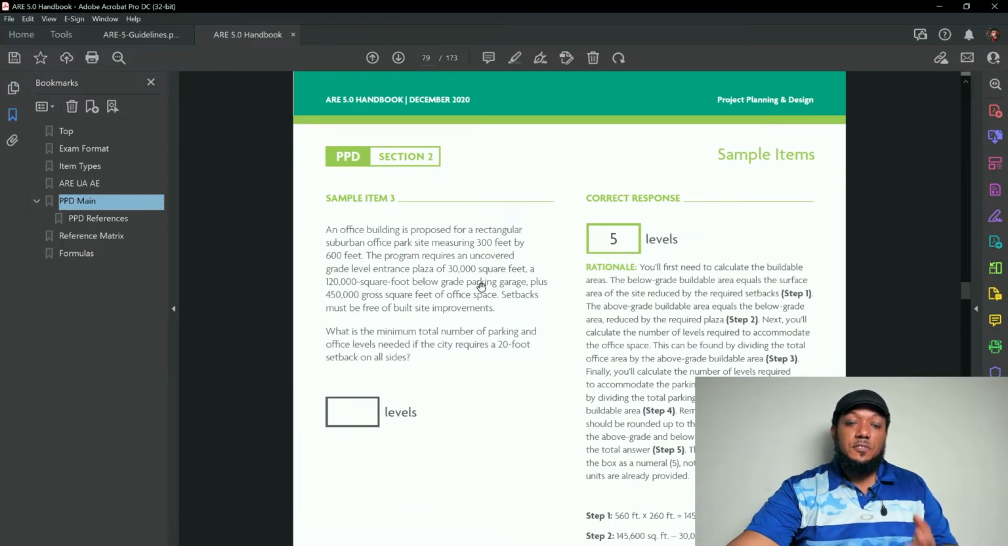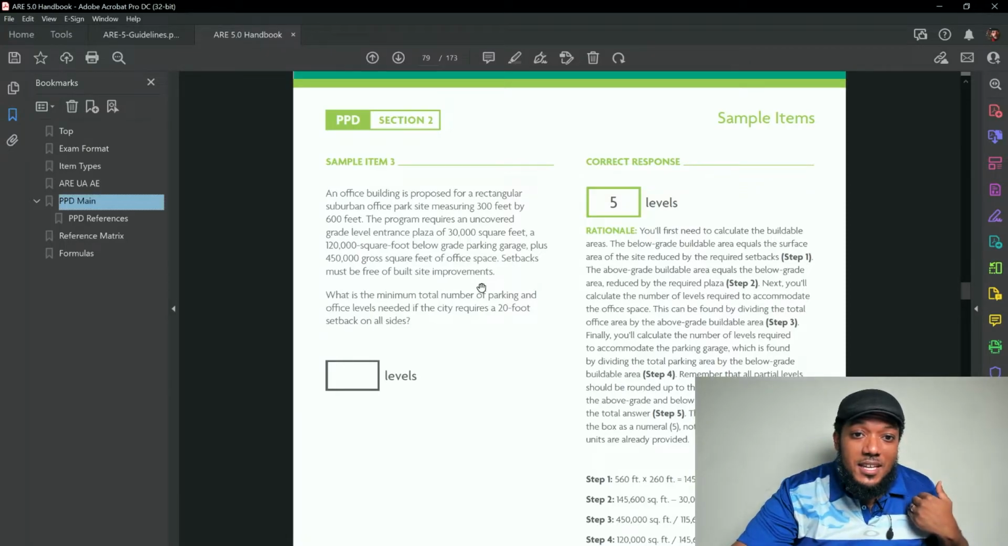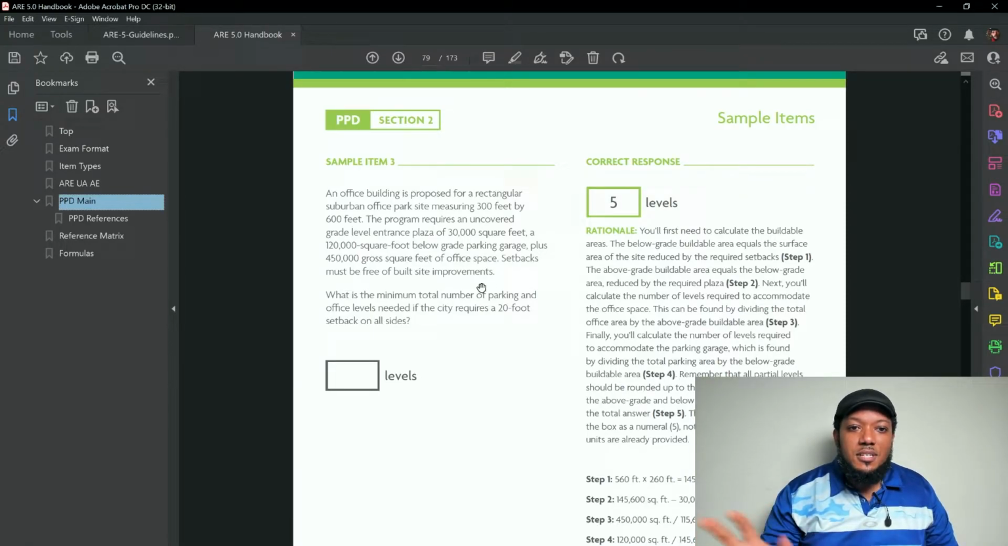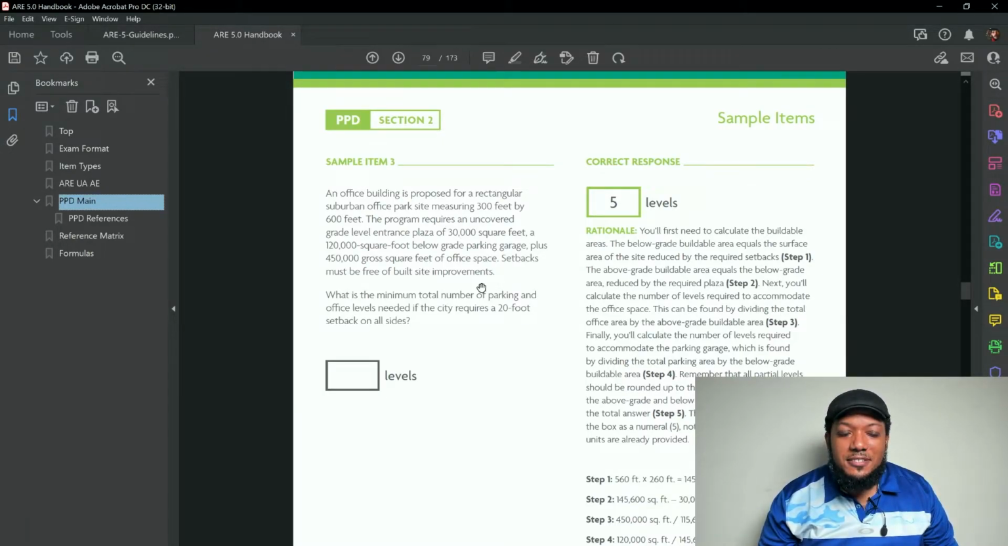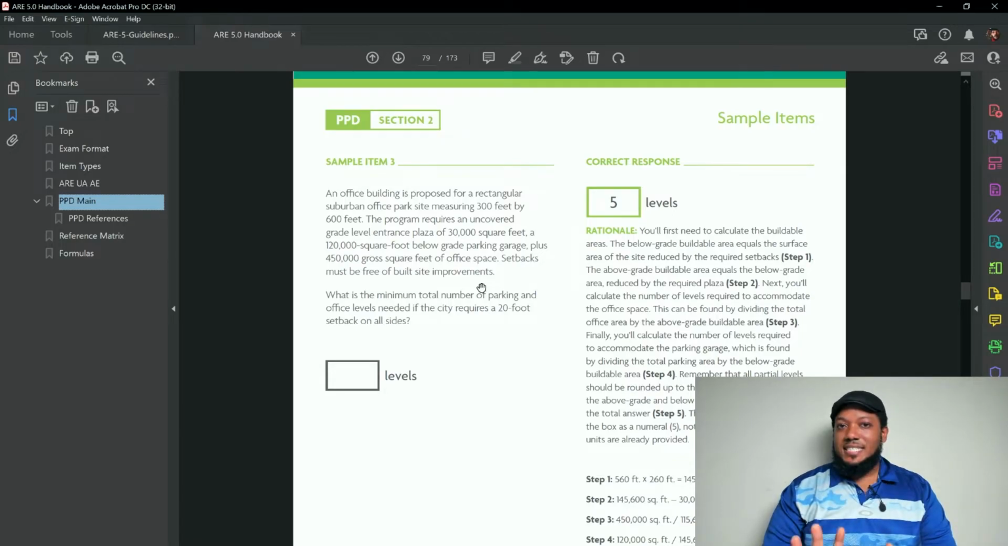So for instance, for this question here, it talks about an office building proposed for a rectangular suburban office park site measuring 300 feet by 600 feet. The program requires an uncovered grade entrance plaza of 30,000 square feet, a 120,000 square foot below grade parking, plus 450,000 gross square feet of office space. Setbacks must be free of built improvement. Okay, so essentially, with this one, immediately I know I need to calculate a little bit, right?